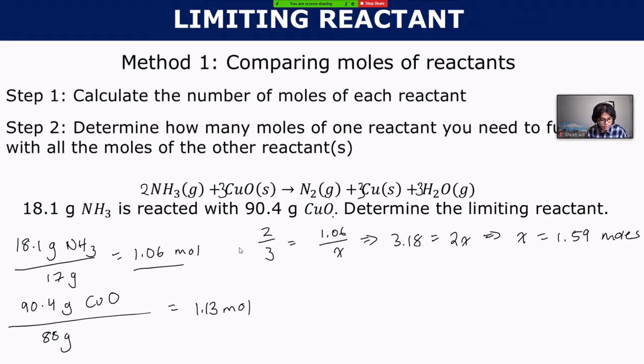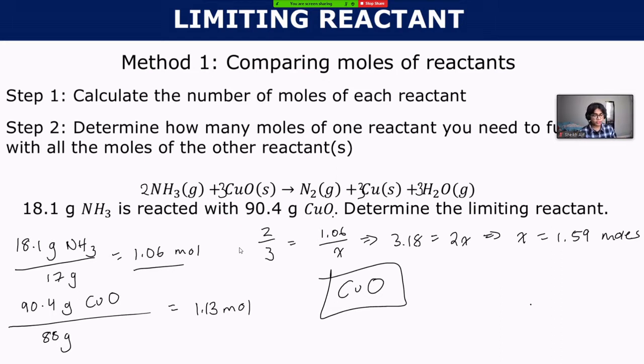What that 1.59 moles means is that with 1.06 moles of ammonia, we could technically make 1.59 moles of copper oxide. But we don't have 1.59, we have 1.13. And since the amount we can make is greater than the amount we have, that means copper oxide has to be the limiting reactant. And so what you did here was that you compared the values. You compared how much you could make with one reactant. And if it's more than the amount of reactant that we do have, that means the reactant that we have less of is the limiting reactant.